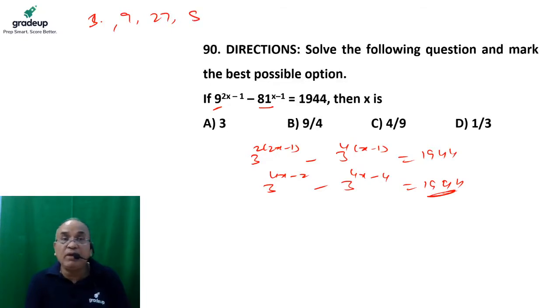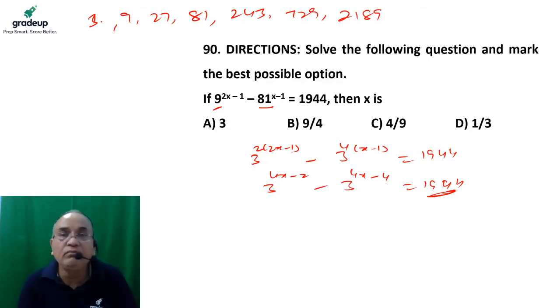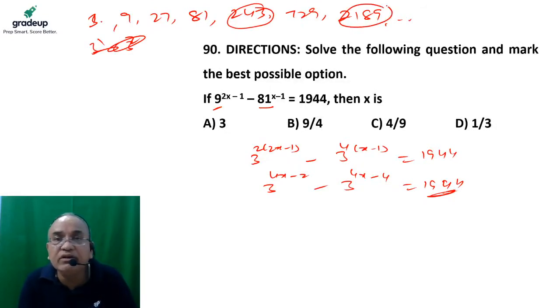3 to the power 3, 3 to the power 4 is 81, 3 to the power 5 is 243, 3 to the power 6 is 729, 3 to the power 7 is nothing but 2187, and so on. So if I subtract one of the exponents of 3 from the other, no problem.